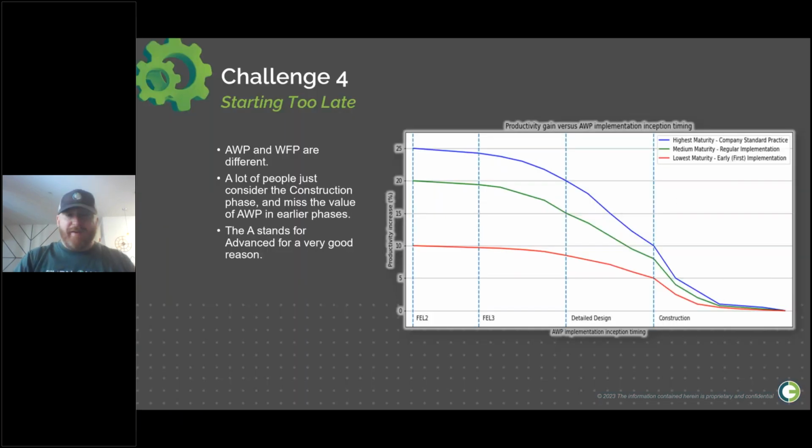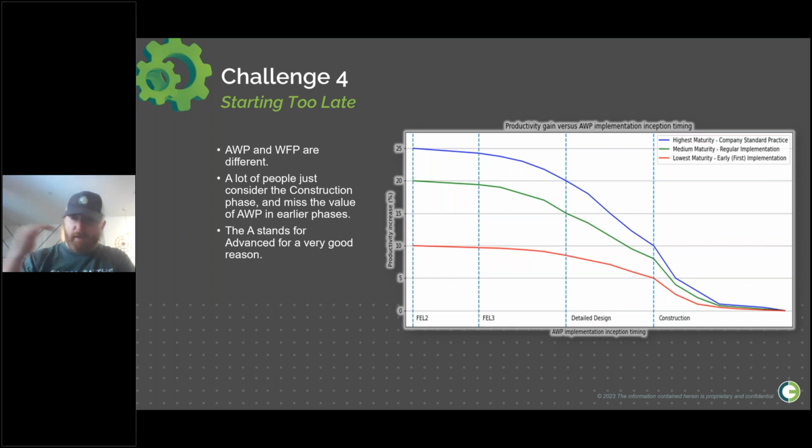Challenge number 4, starting too late. So as we've talked about, the advanced part means starting early. It is a declining value proposition depending on when you start. It's a lot like a constructability curve. If any of you have seen that constructability curve where the value of constructability goes down the later you do it and the cost goes up, it's exactly the same with AWP.